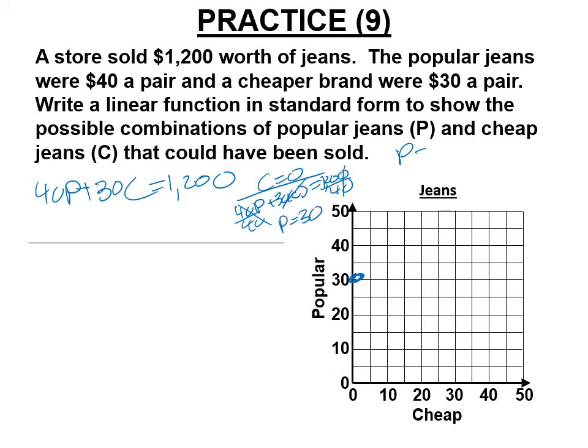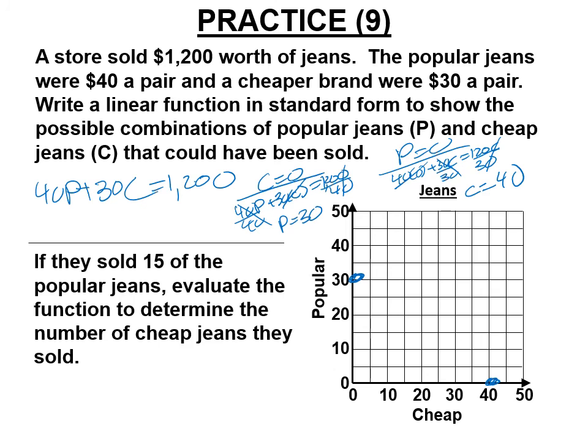If P equals 0, sorry, I didn't give myself enough room here. We have 40 times 0 plus 30C equals 1,200. Divide both sides by 30. 12 divided by 3 is 4. 120 divided by 30 is 40. So C would be 40. There's our intercepts. There were all the combinations of popular and cheap jeans that cost exactly $1,200.